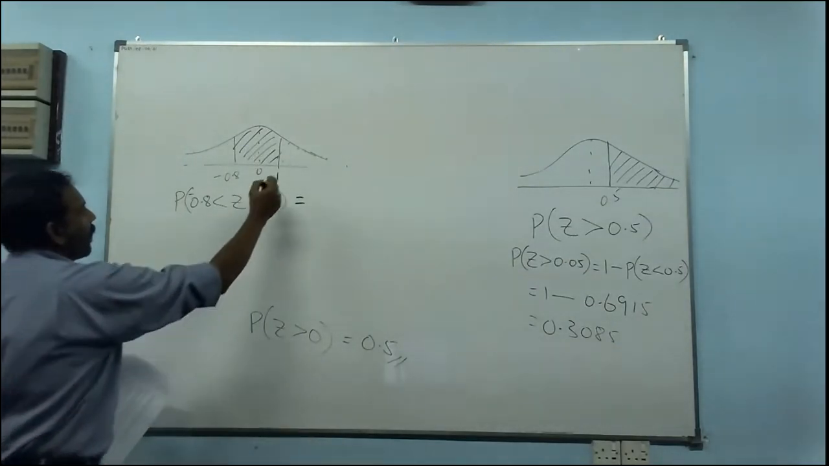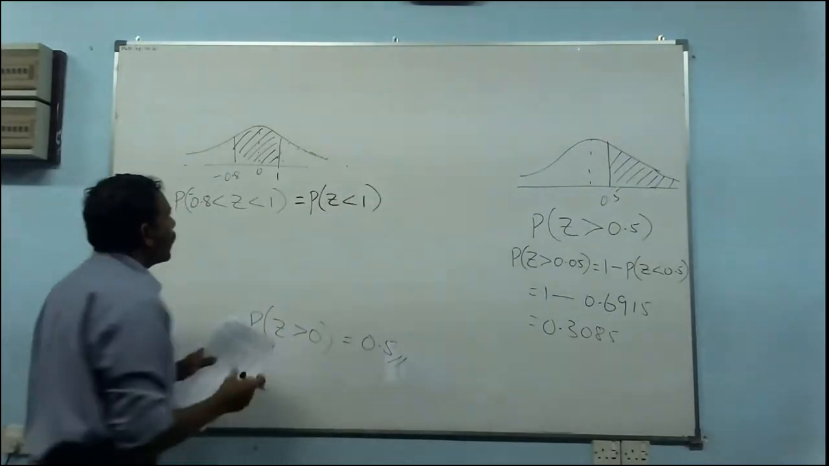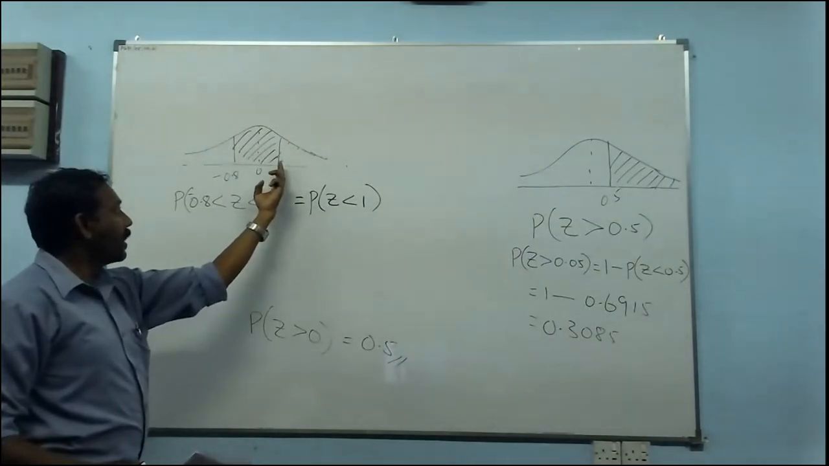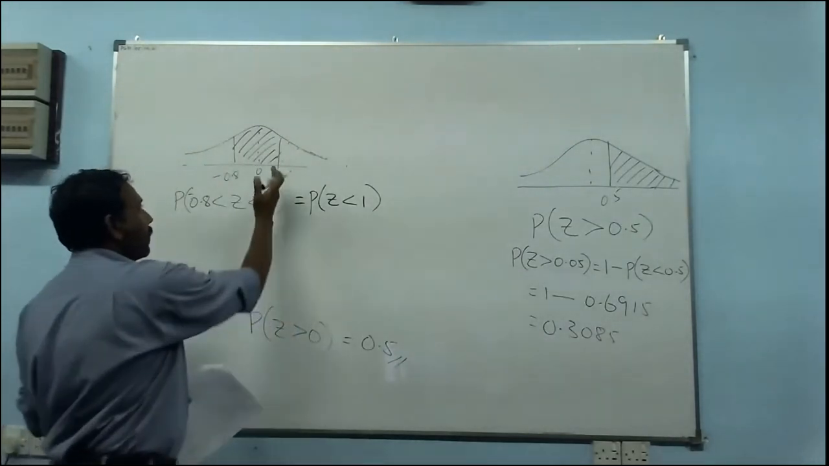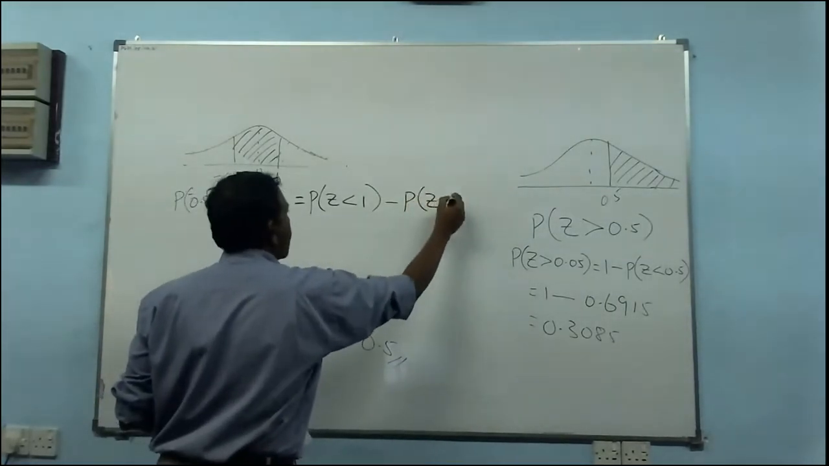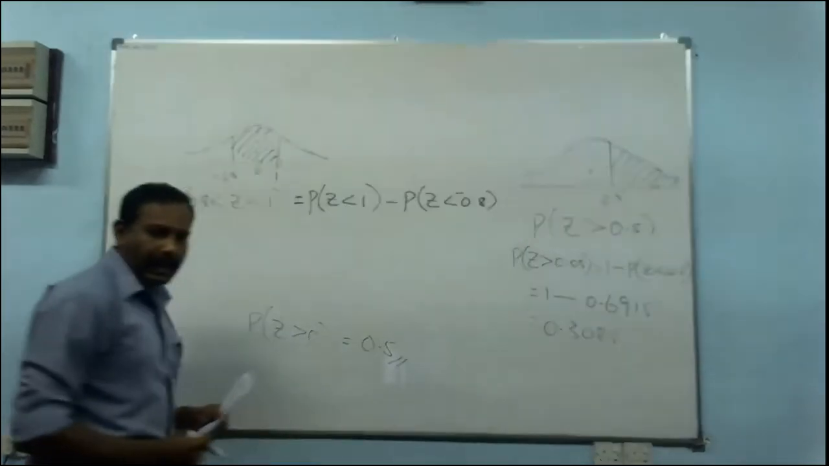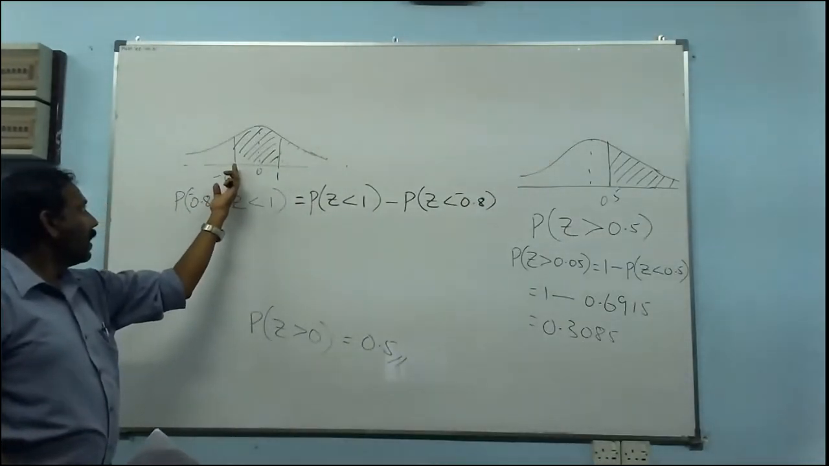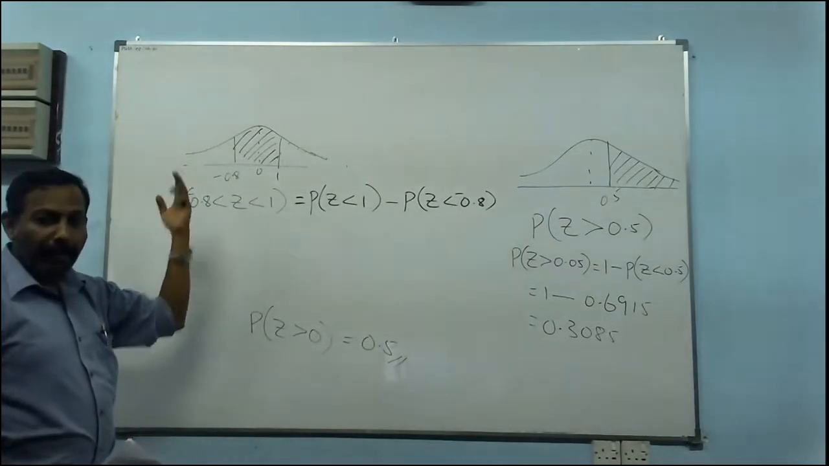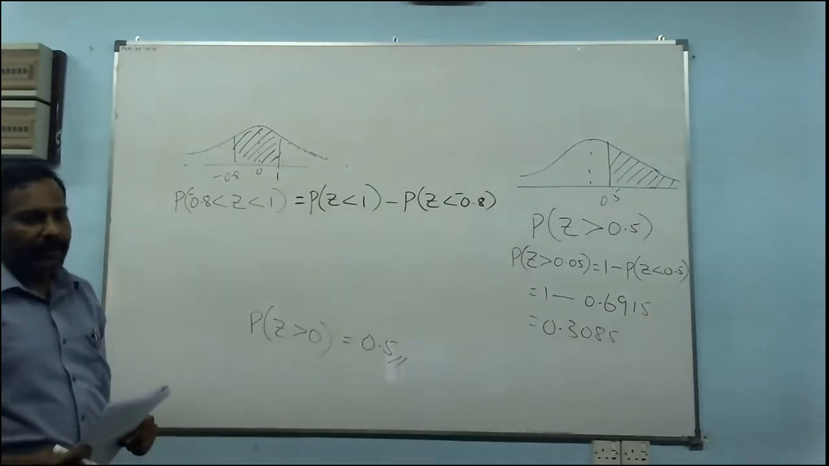If I get the probability for z less than 1, it will give the area below 1. So that area minus the probability of z less than minus 0.8. Do you get the point? That is the area which is indicated between minus 0.8 and 1. So we can get the value as such.